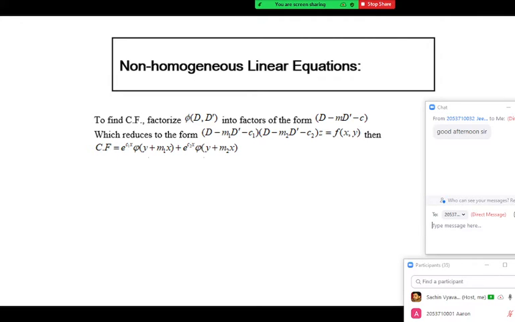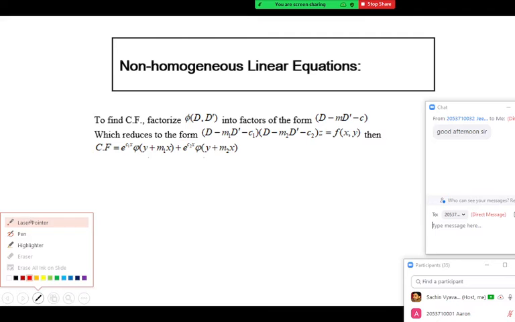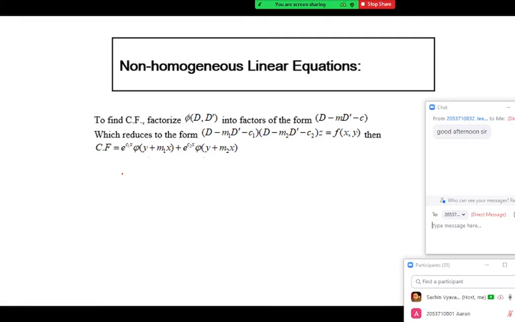Okay, so we are moving to the second part of higher order partial differential equations. Over the last 2-3 sessions, we have been doing higher order homogeneous partial differential equations. So I will write the difference between homogeneous and non-homogeneous first. First of all, the general form of a partial differential equation is phi of D comma D dash of z is equal to f of xy.